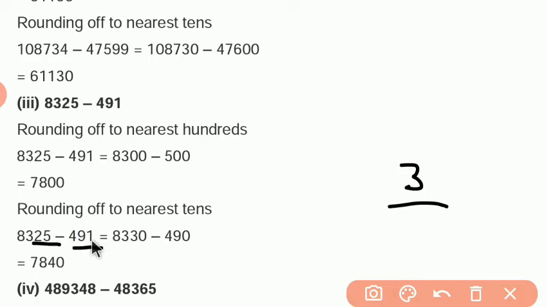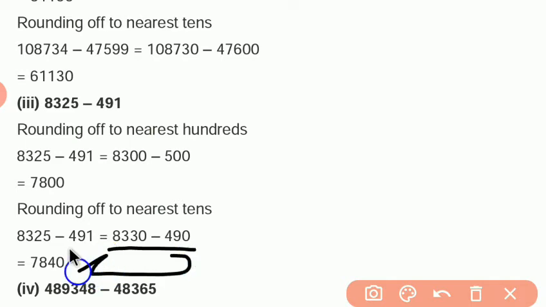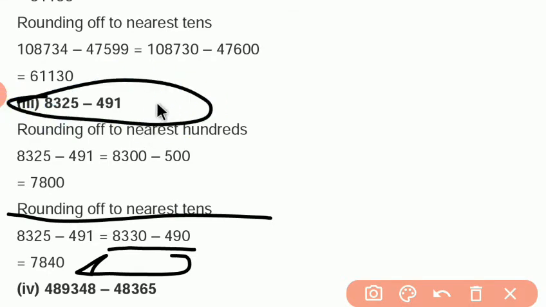Then in 491, we have to see the ones digit. The ones digit is 1, which is less than 5. It means 49 will be as it is, and 1 you have to replace by 0. So 8,330 minus 490 is equal to 7,840, which is the nearest tens estimation of this given question.